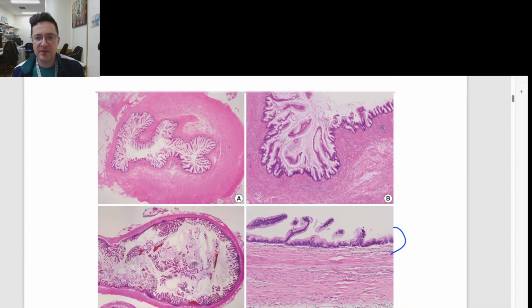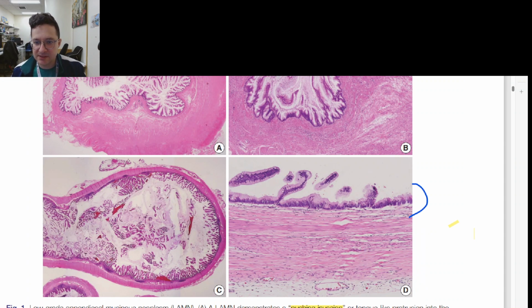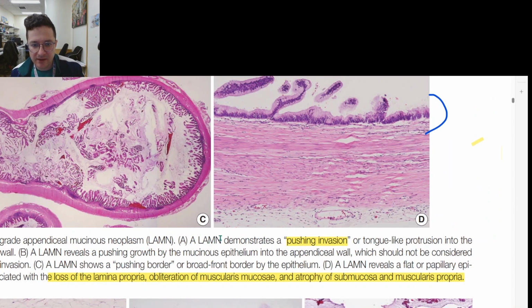So, remember that case we were just looking at? This is a nice example of what a LAMN, a low-grade appendiceal mucinous neoplasm, should look like. It should have atypical adenoma-like glands with pencillate nuclei, and the lamina propria is completely eroded, so it's not there. And for D, there is loss of lamina propria and obliteration of the muscularis mucosae too, which can happen. But we had that, so it's not that.